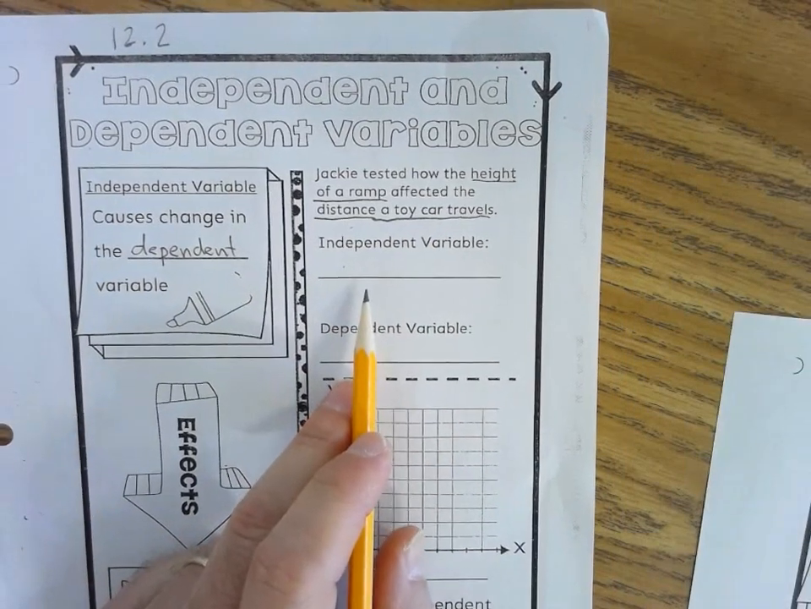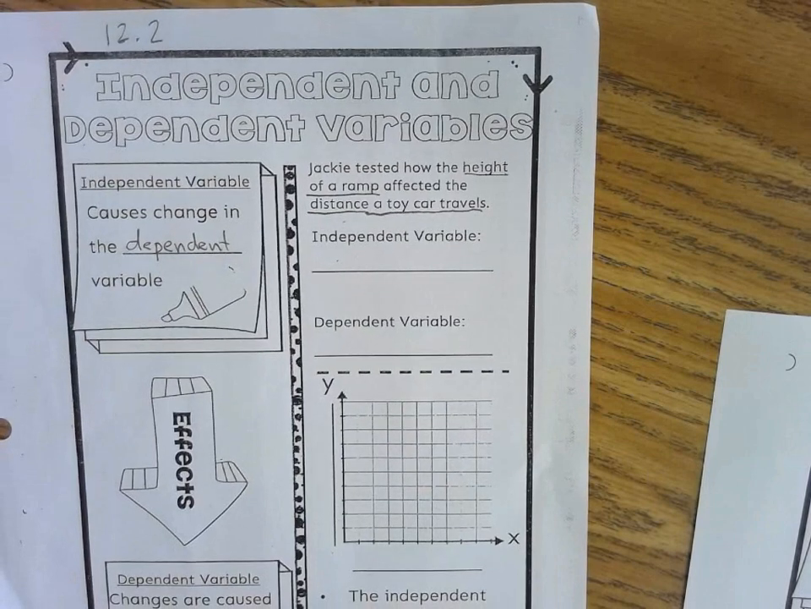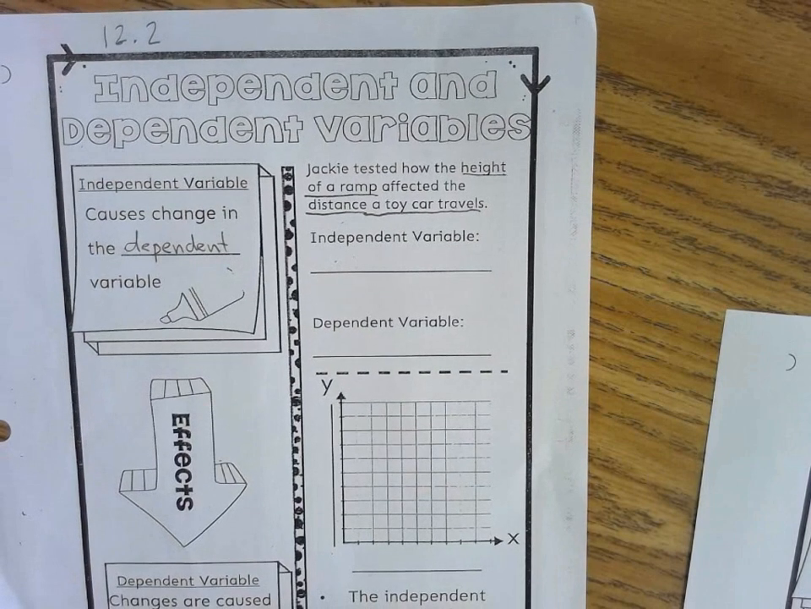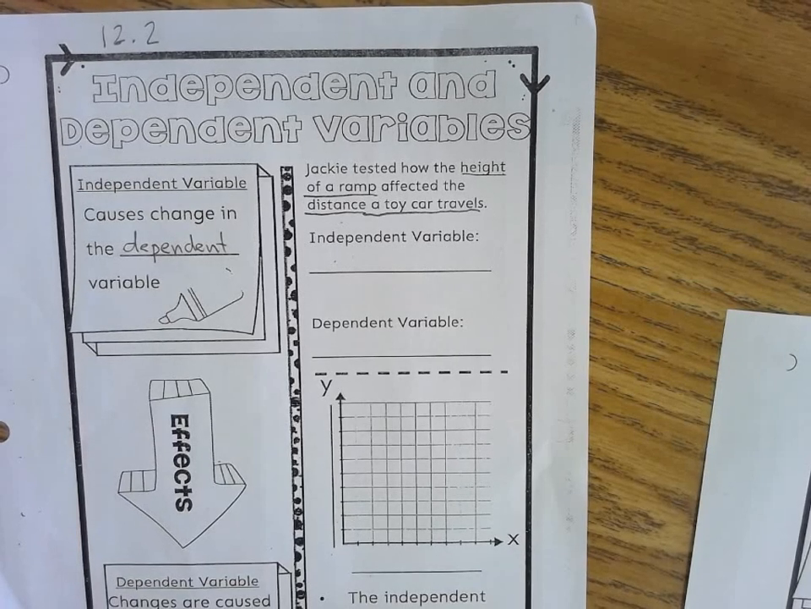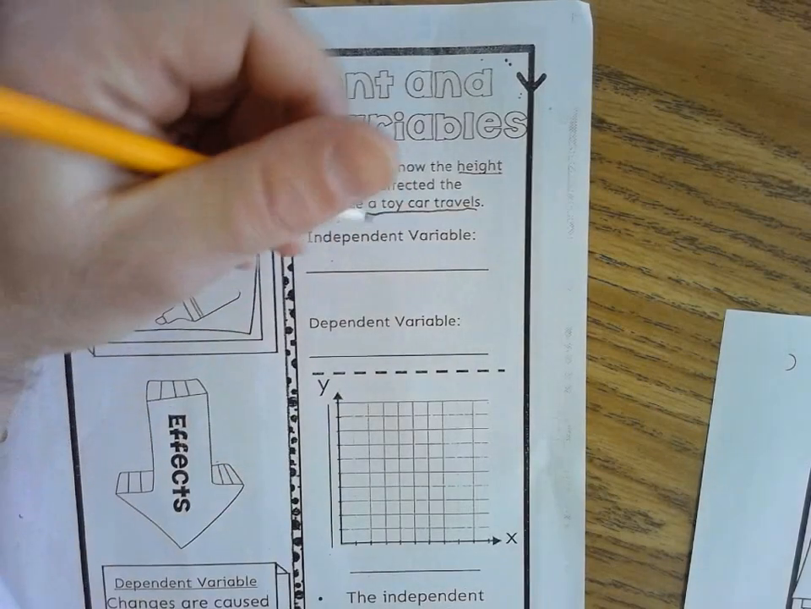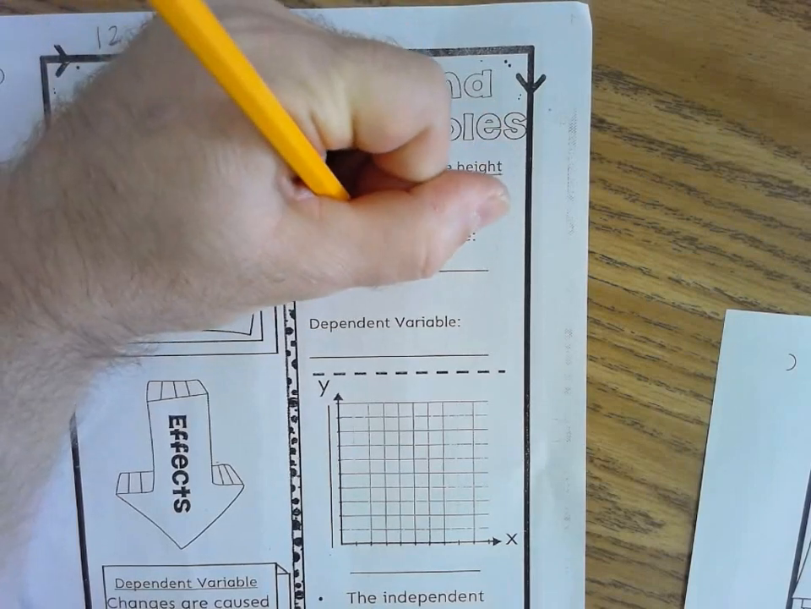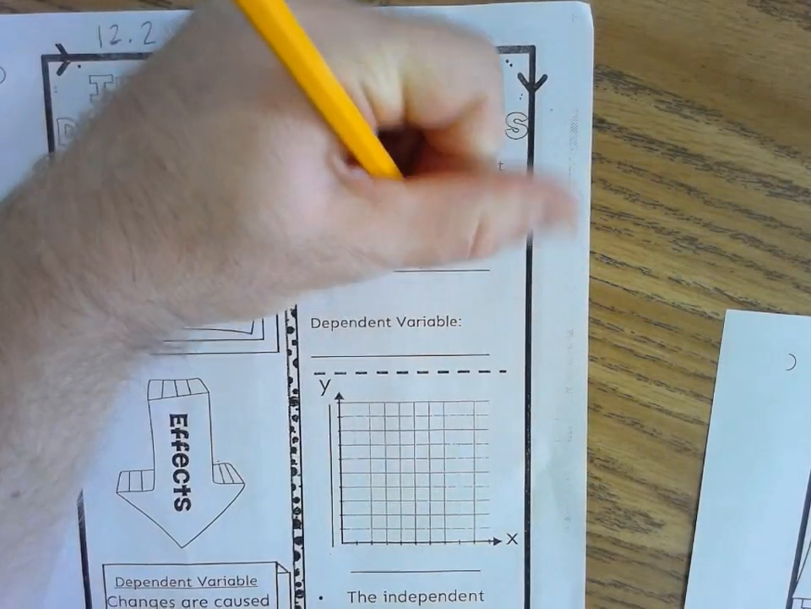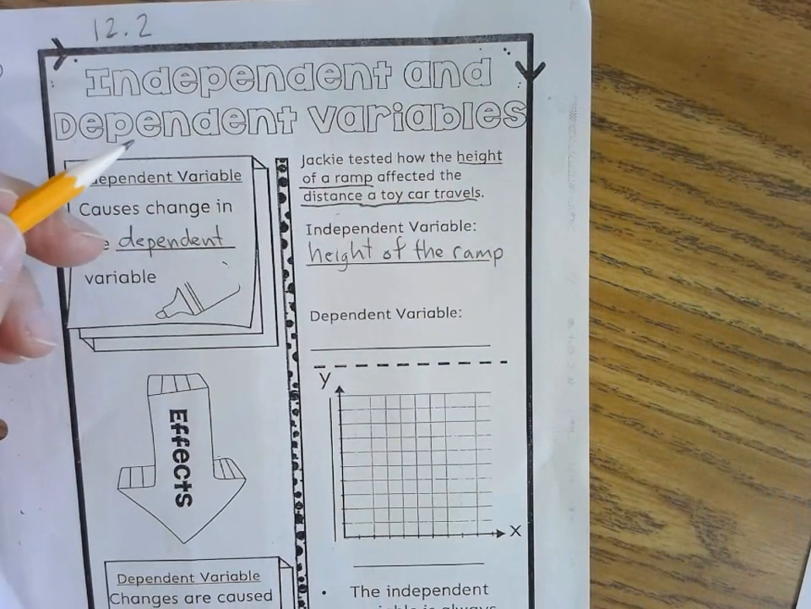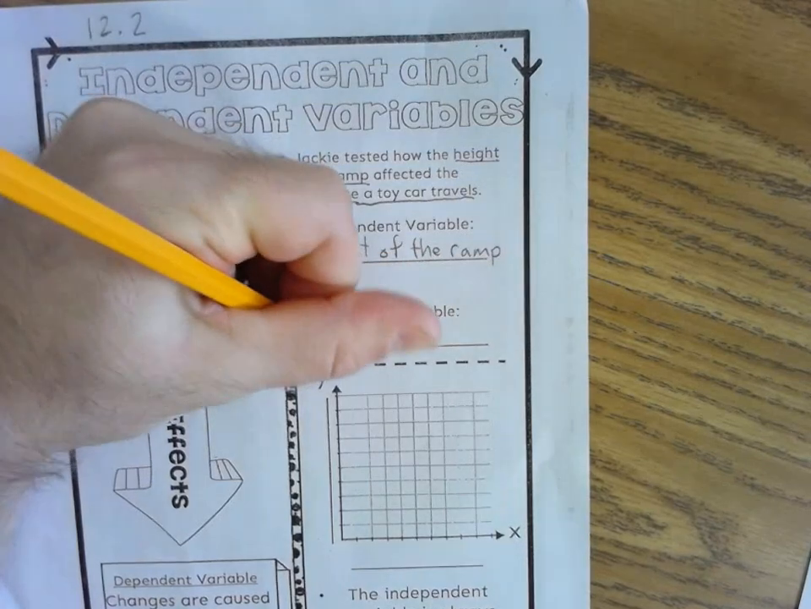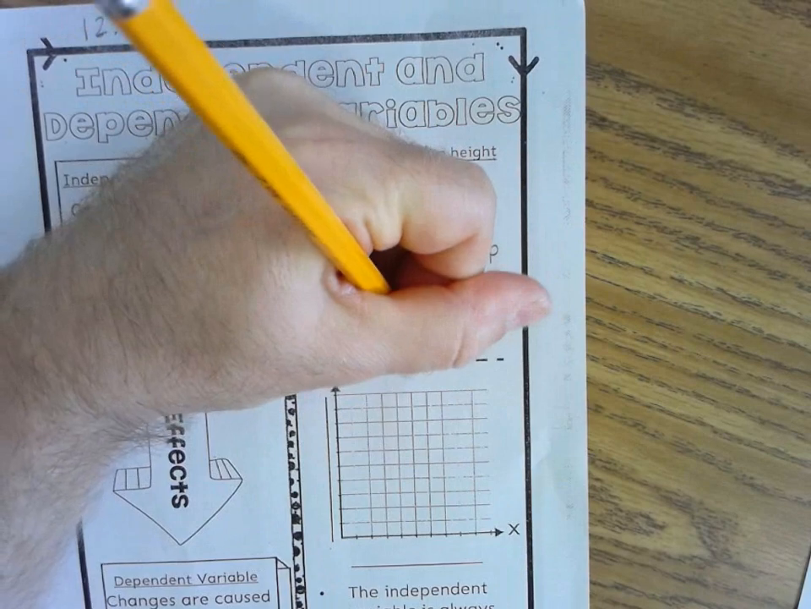So fill it out really quick. The independent variable, dependent variable. You can pause the video for a second and then see if you put the same thing that I did. Okay, so for independent variable you should have height of the ramp, and for dependent variable you should have distance a car travels.